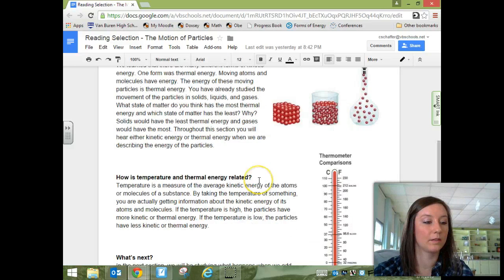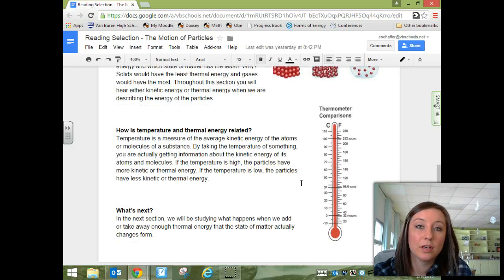So how are temperature and thermal energy related? Temperature is a measure of the average kinetic energy of the atoms or molecules of a substance, or thermal energy. By taking the temperature of something, you are actually getting information about the kinetic energy of its atoms and molecules. If the temperature is high, the particles have more kinetic or thermal energy. If the temperature is low, the particles have less kinetic or thermal energy.